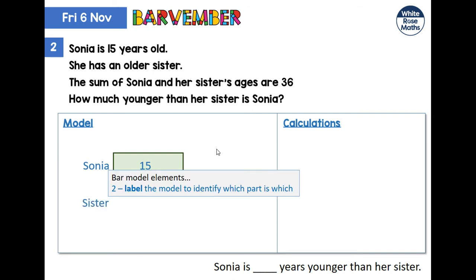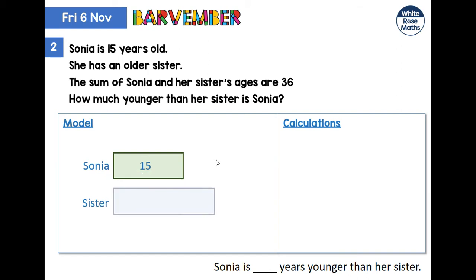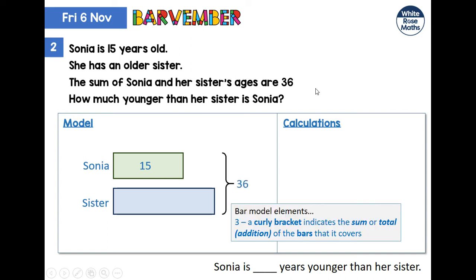She has an older sister. Now do make sure that you label your models clearly. Okay, so we've got a label to say this is Sonia's bar, and we've now got her sister's bar. Now we know this is bigger because we're told that the sister is older. We don't know how much older, but we know that she's older. We know that the sum of Sonia and her sister's ages are 36. So as in question 1, we're going to use our curly bracket to indicate that the total of these 2 bars is 36.